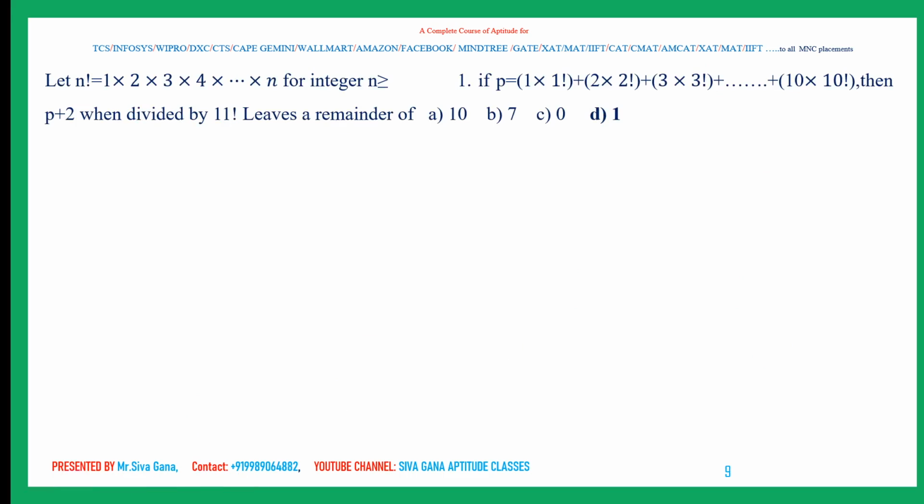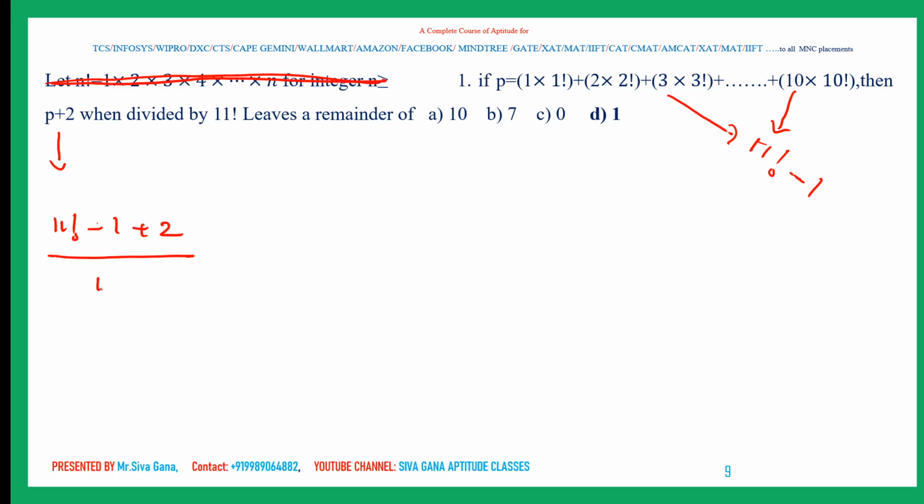Now this is the question that has been given, right? If p is equal to 1 into 1 factorial, 2 into 2 factorial, and so on, then p plus 1. Now this is based on the previous question. This is nothing but 11 factorial minus 1. N plus 1, 10 plus 1, 11 factorial minus 1. This is the result. Now P plus 2 is how much? 11 factorial minus 1 plus 2. This is P plus 2.